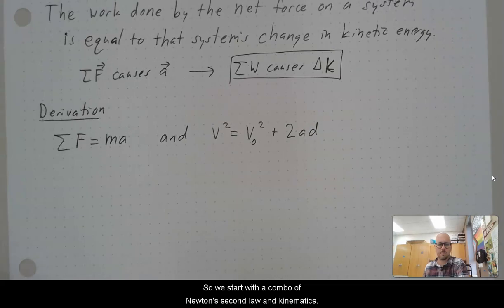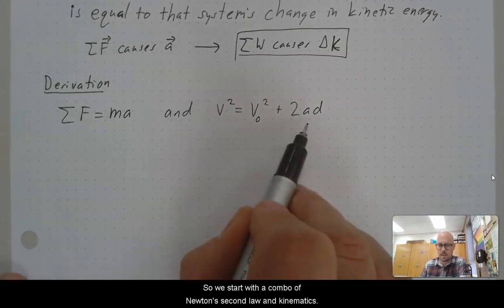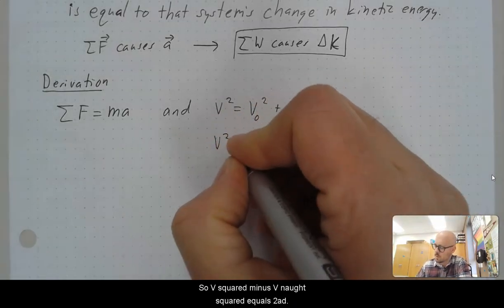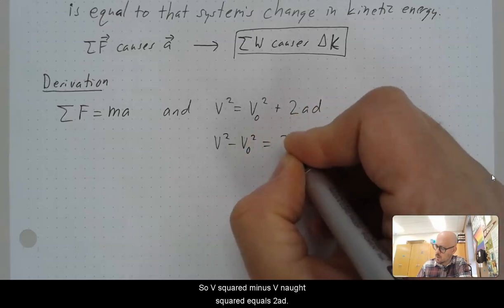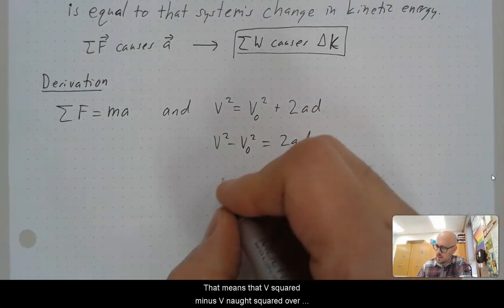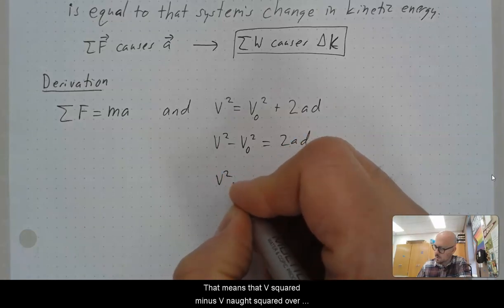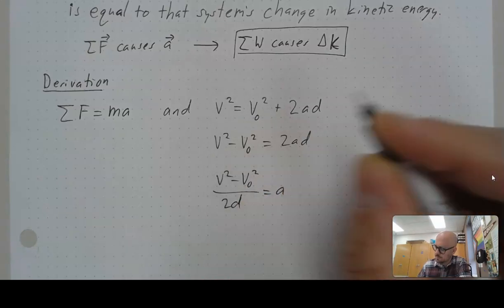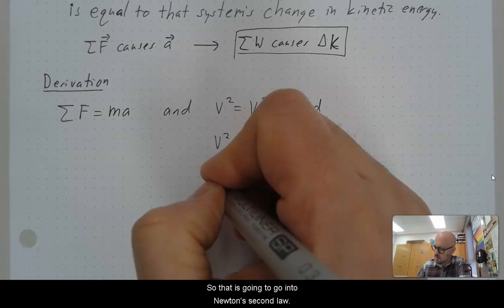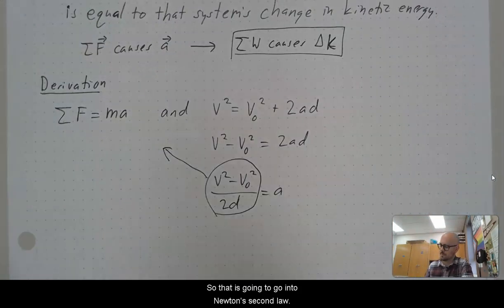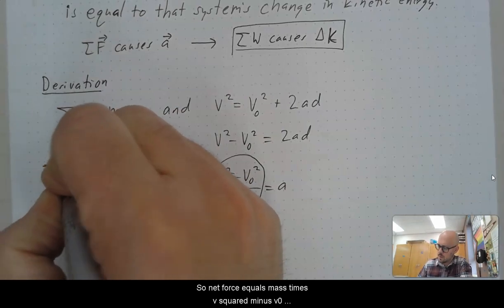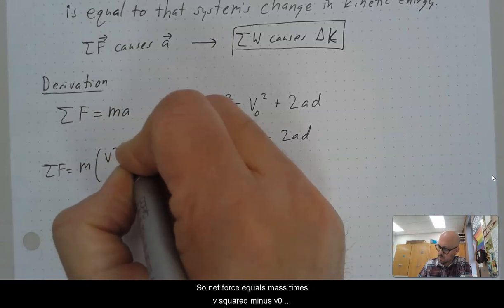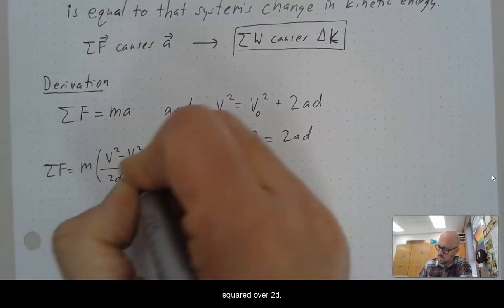So we start with a combo of Newton's second law and kinematics, and I'm going to fairly quickly solve this for acceleration. v squared minus v naught squared equals 2ad. That means that (v squared minus v naught squared) over 2d equals acceleration. That is going to go into Newton's second law. So net force equals mass times (v squared minus v naught squared) over 2d.